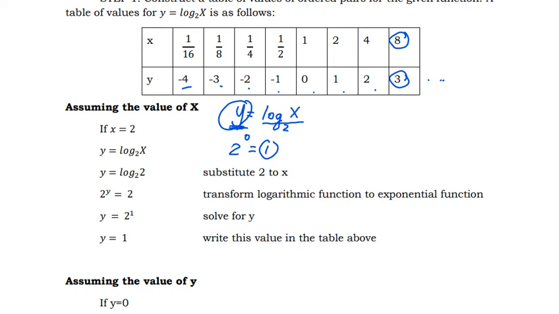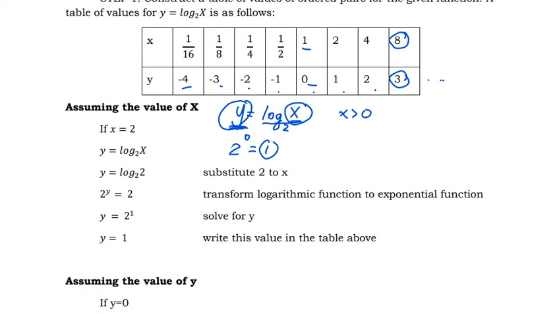If y is 0, then x must be what? 2 to the 0, this must be 1. So therefore, when our y becomes 0, we have x equal to 1. Okay? Is it possible for our x to be 0? It's not possible. Why? Because x must be greater than 0 to be defined.